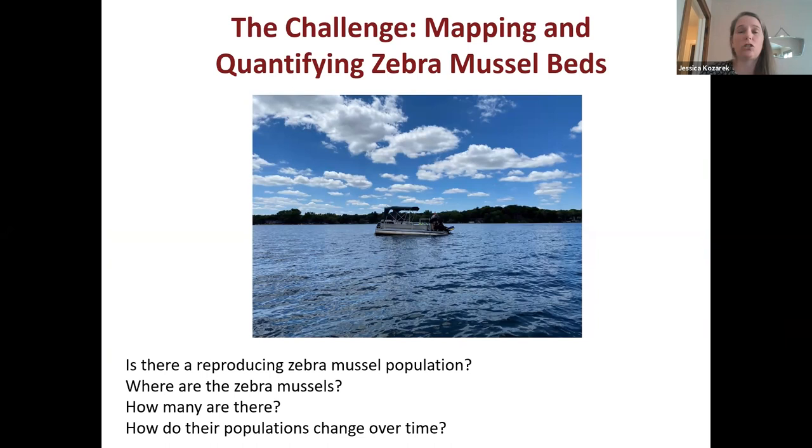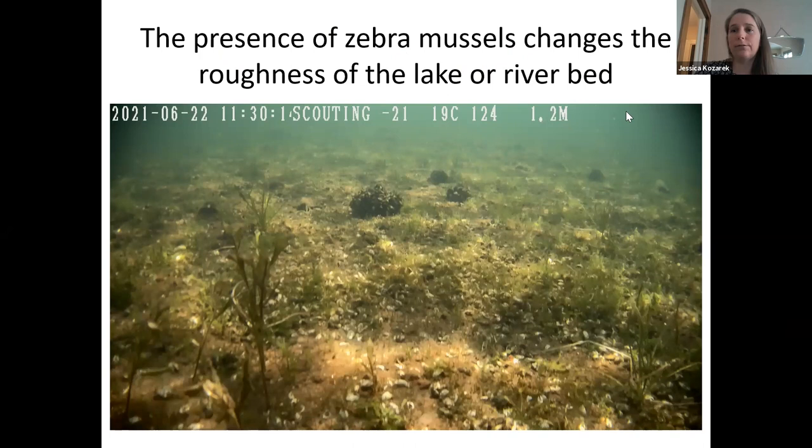And so we're trying to take advantage of the fact that the presence of zebra mussels can change the roughness and density of the lake or riverbed. So for example, here's an underwater picture of a lake bed that's typically sandy with a couple large rocks. And you can see that much of the sediment surface is covered with zebra mussels. And so that changes the characteristics of the lake bed.